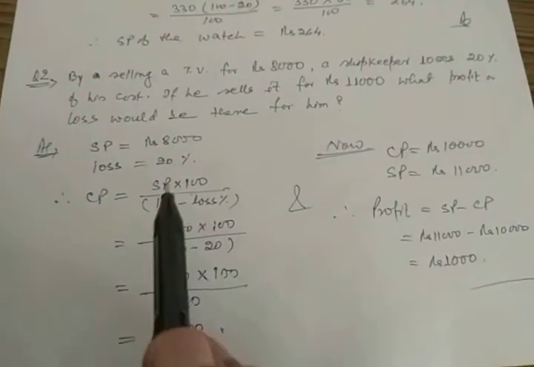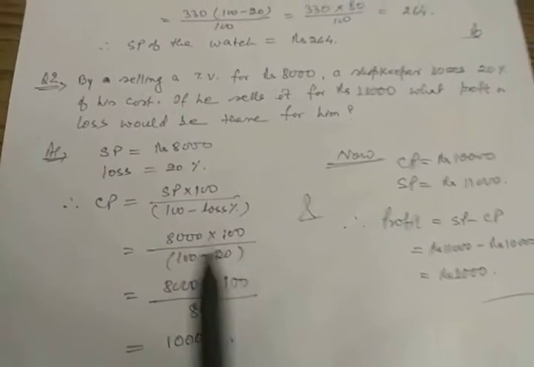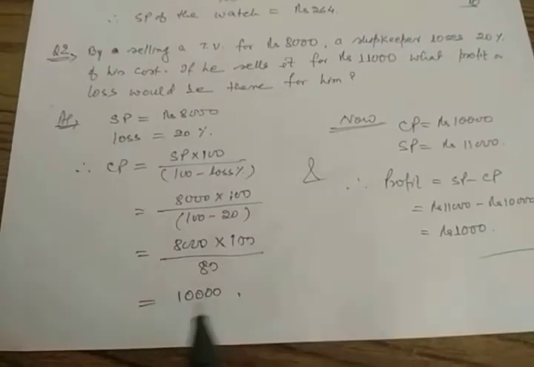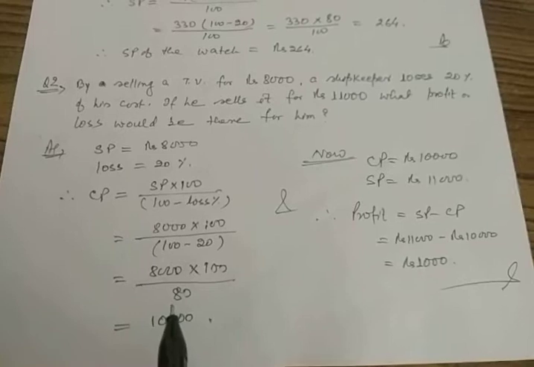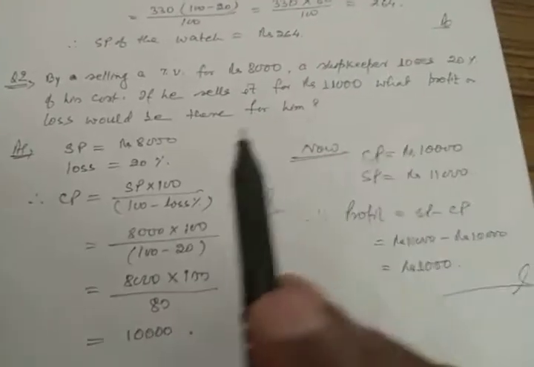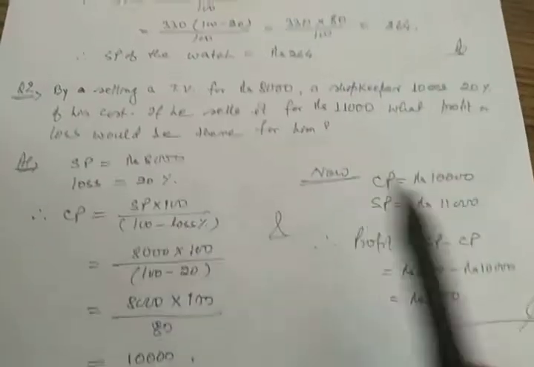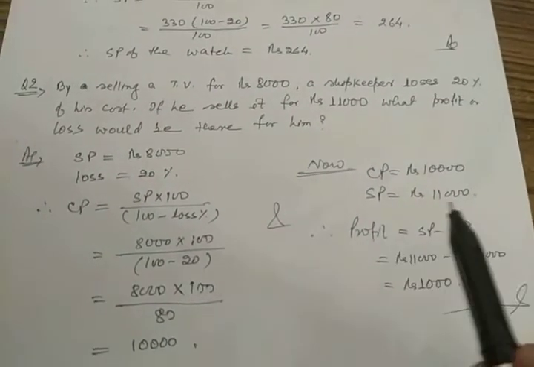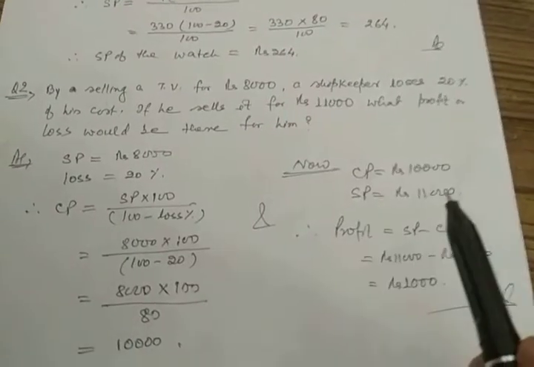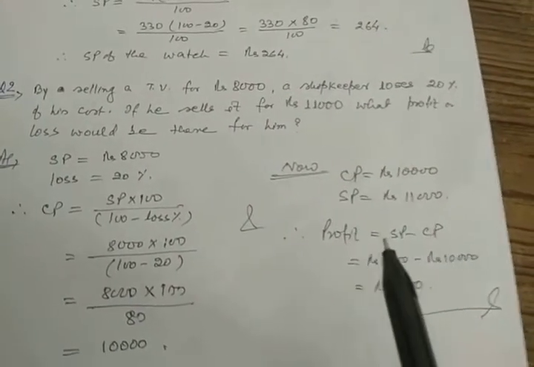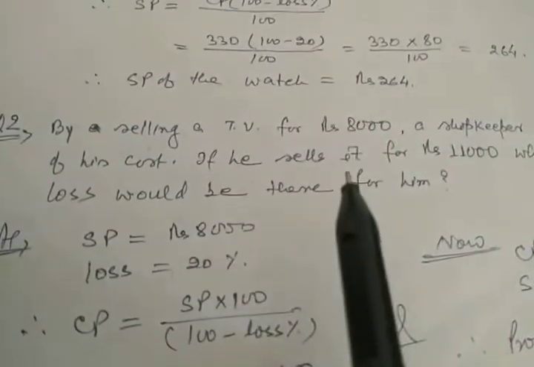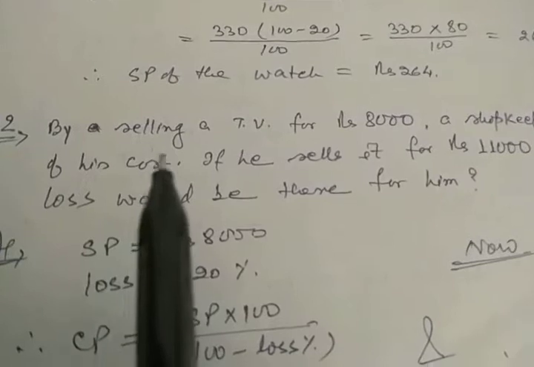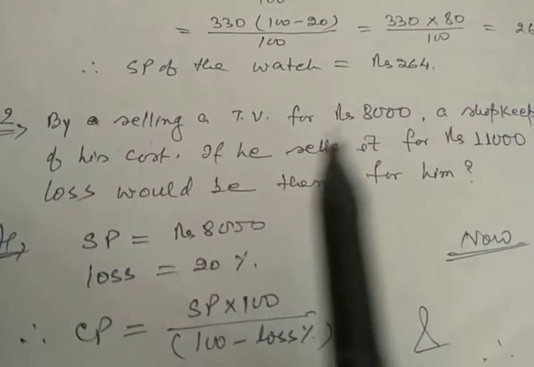Just see, SP into 100 by 100 minus loss percent, use the formula. You can calculate how much? 10,000. So we have calculated at first the cost price of the TV. Now the second case, it says that if he sells it for 11,000, I mean CP is 10,000 and SP is 11,000. So here we find that SP is greater, so we can calculate profit, SP minus CP. Now the questions will be in two cases form or more than two, so you have to understand the question at first and then try to solve.